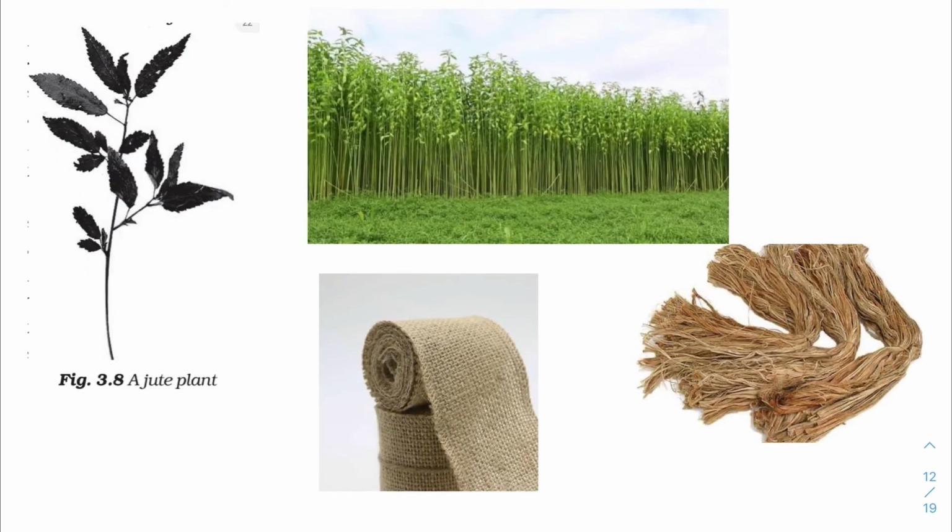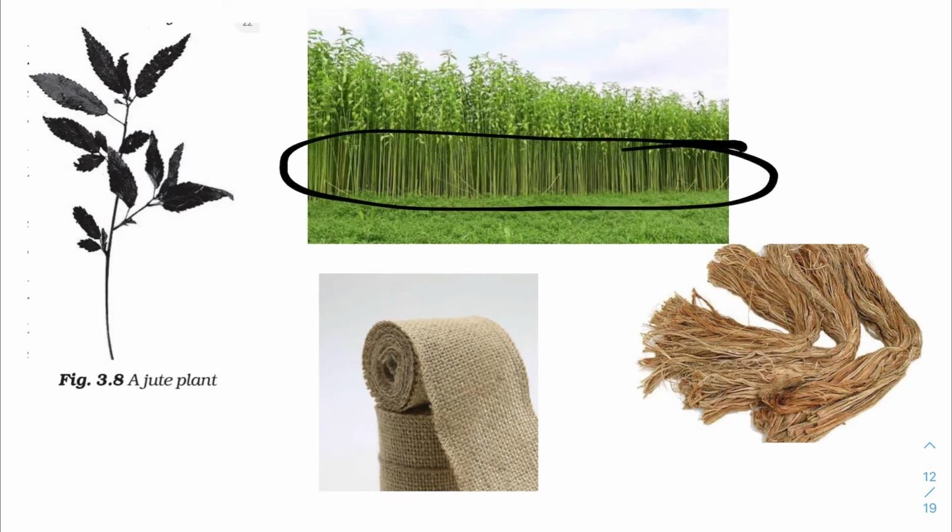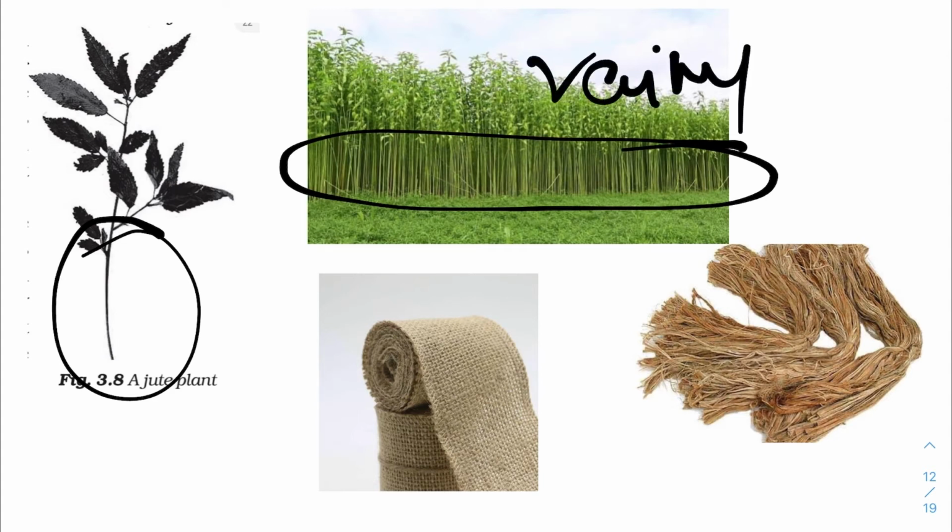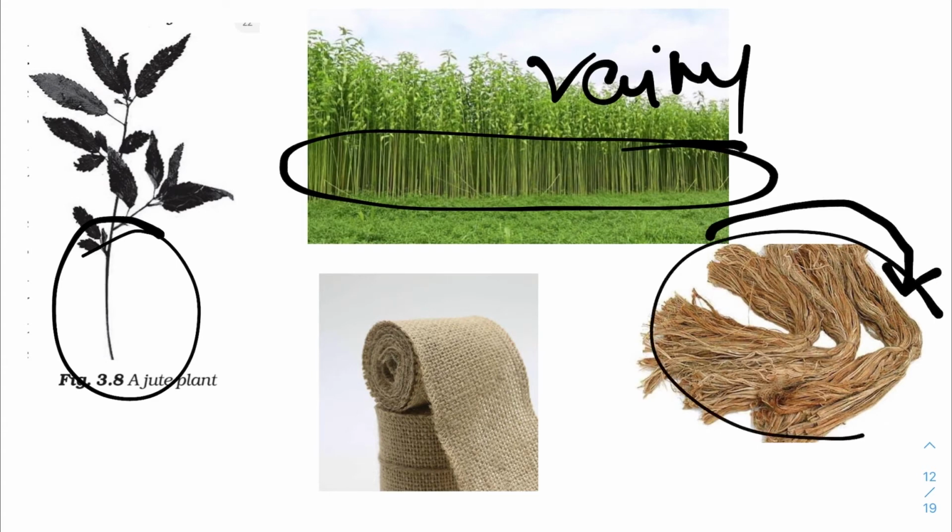Jute fiber. It is obtained from the stem of jute plants. It is cultivated during rainy season in India, mainly grown in West Bengal, Bihar and Assam. The stems of harvested plants are immersed in water for a few days. Then the stems rot and fibers are separated by hand.